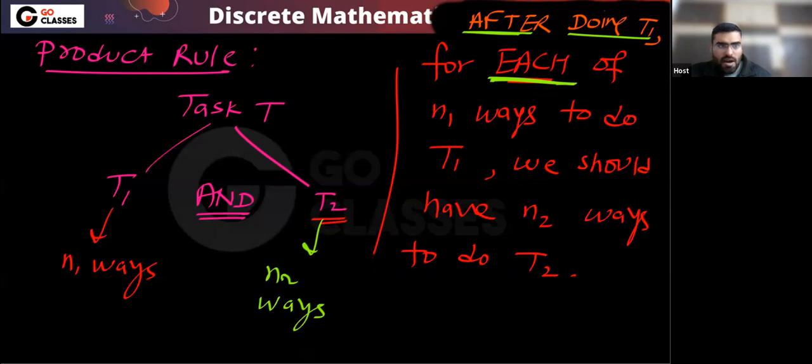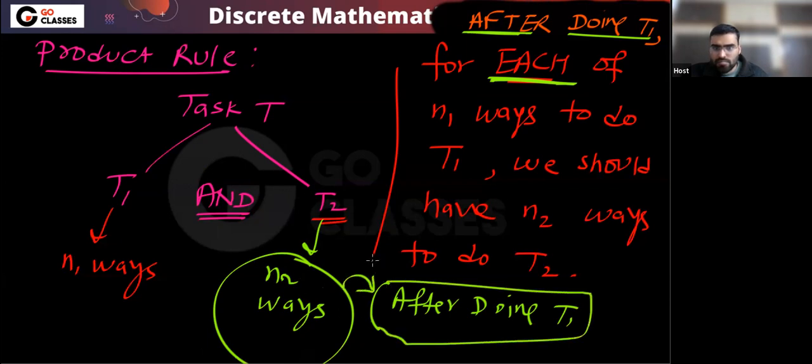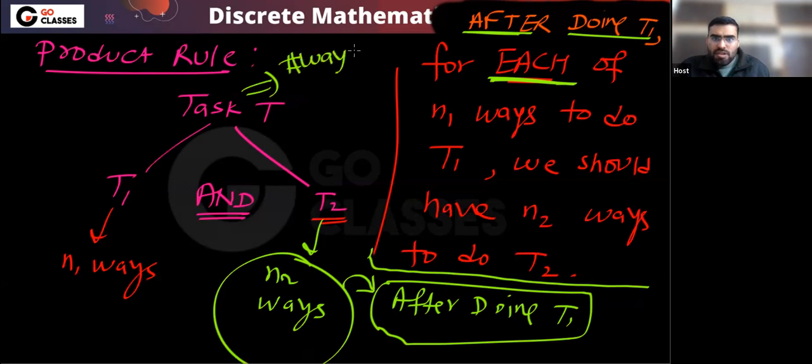These n2 ways are basically after doing T1. So these n2 ways are after doing T1. In this situation, how many ways are there to do this task? The number of ways to do this task will be n1 into n2.